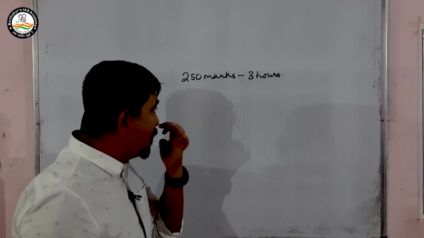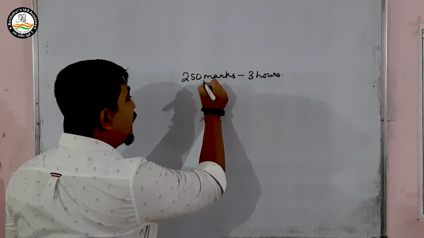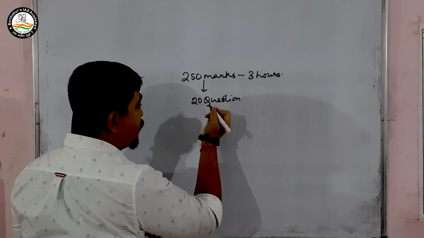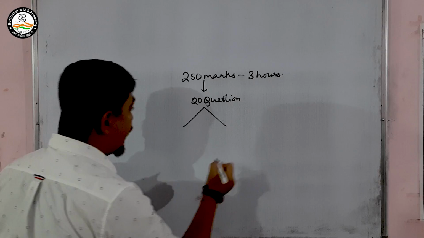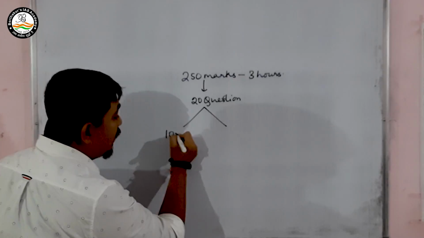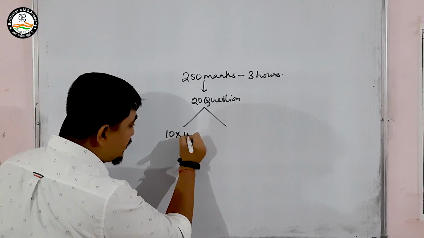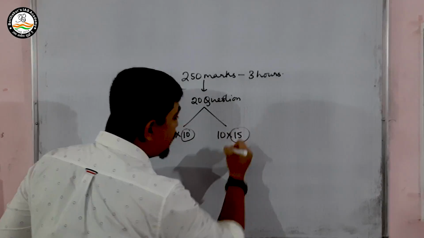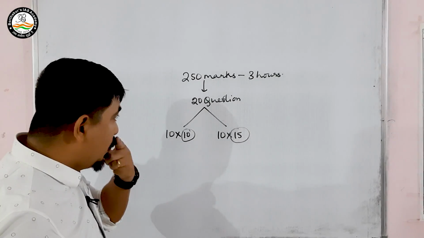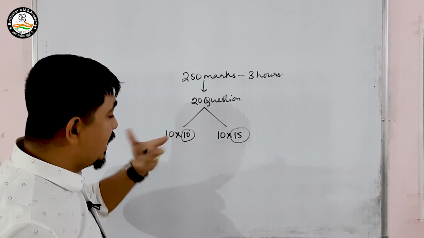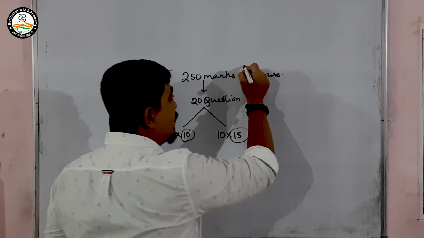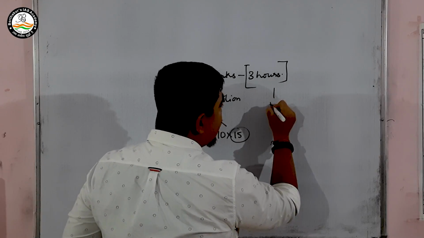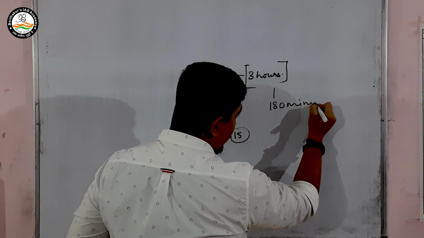In this 250 marks paper, you are going to get basically 20 questions, and these 20 questions will be of two types. You are going to get 10 questions which will carry 10 marks, and another set of 10 questions which will carry 15 marks. While writing your answer, you need to keep in mind the time factor. If we convert these 3 hours into minutes, it will come to around 180 minutes.